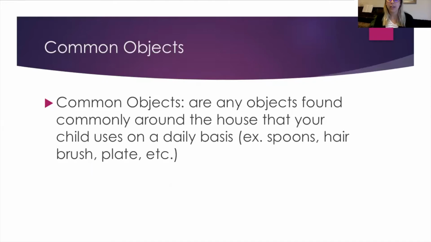So what I do a lot with my G-tube kids, we work a lot on common objects. So common objects are any object found commonly around the house that your child uses on a daily basis. Example, spoons, hairbrush, plate, etc. And this will vary depending on the child as well. For a non-oral feeder, they're not going to necessarily understand a spoon. So a spoon is not as meaningful to them as maybe a G-tube, so it definitely will change per child.